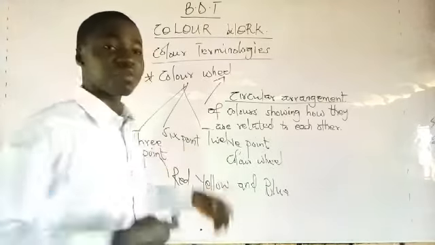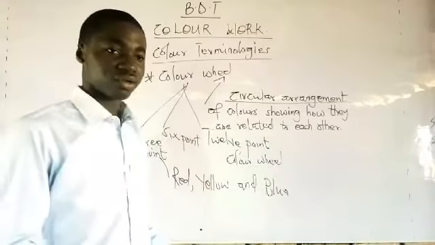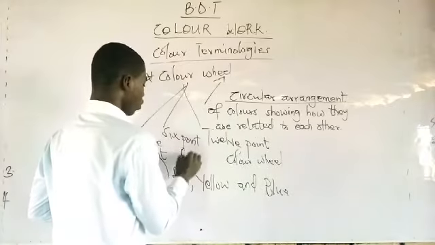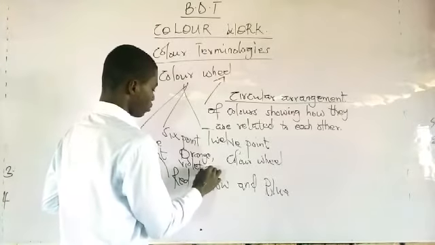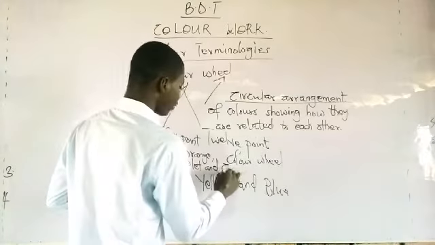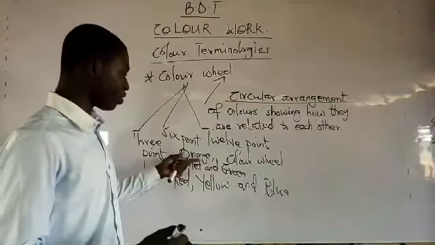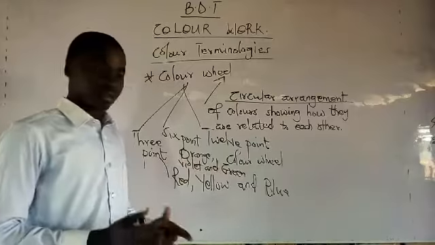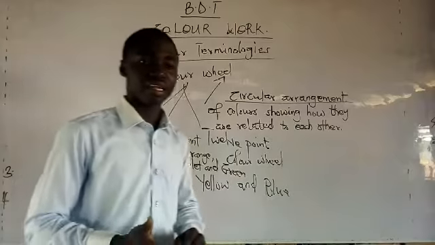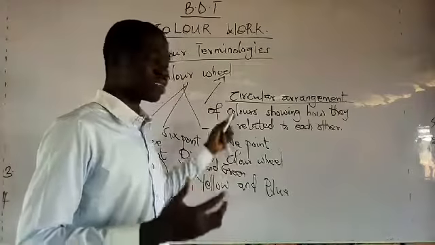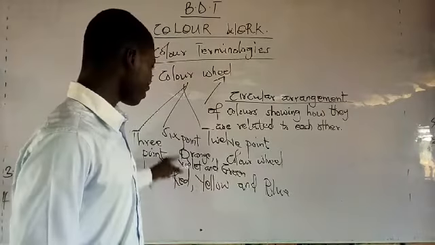Now, for the 6-point, it has the same definition, but here we are going to include the secondary colors. We know the secondary colors to be orange, violet, and green. So when we are defining the 6-point color wheel, we say it is the arrangement of the primary colors and the secondary colors in a circular form, showing how they are related to each other. That's it for the 6-point color wheel.